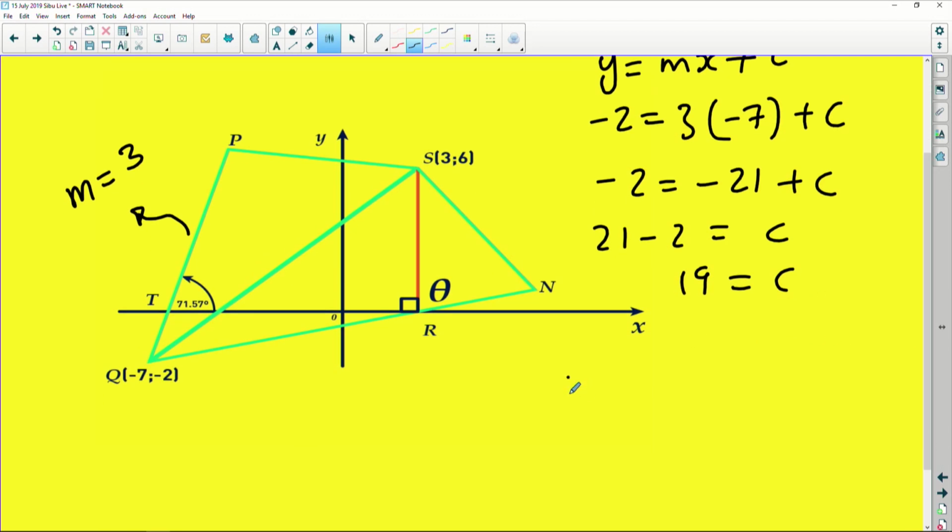Then clearly we can conclude that the equation of this line will simply be y equals 3x plus 19. Quite awesome and very interesting at the same time, and not complicated at all. It's very important for you to understand how to position yourself to use an angle to find a gradient. And when you've got a gradient and a point, how do you continue to find the equation of a particular line?